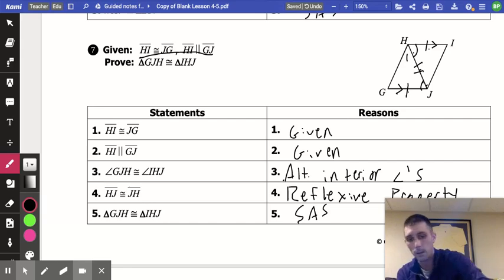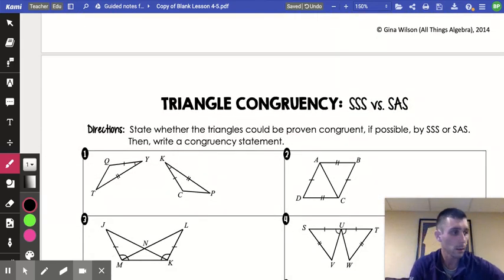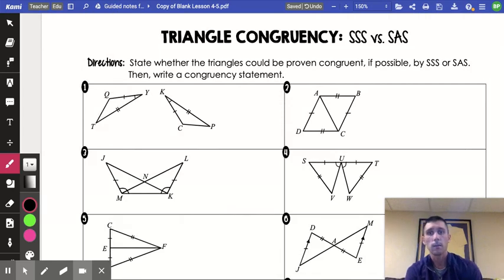All right, and then the last page, triangle congruency. Last page for this set of notes. Side, side, side, side, angle, side. State whether the triangles could be proven congruent by side, side, side, or side, angle, side, then write the statement. I'm not really worried about the statement right now. Let's just look at the congruency. So, side, angle, side. So that would be by side, angle, side.